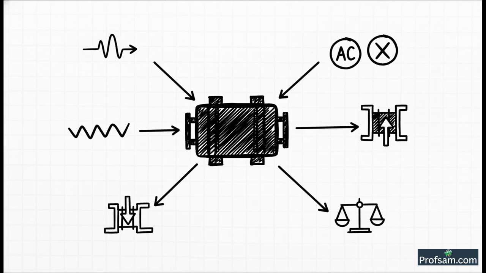3, a step-up transformer increases voltage and decreases current. For this, Ns is greater than Np. 4, a step-down transformer does the opposite. It decreases voltage and increases current, so Ns is less than Np. And finally, number 5, for an ideal transformer, power is always conserved. Power in equals power out.